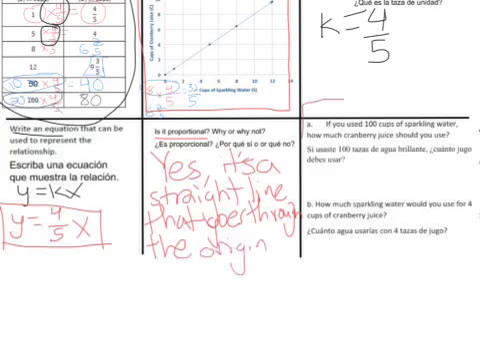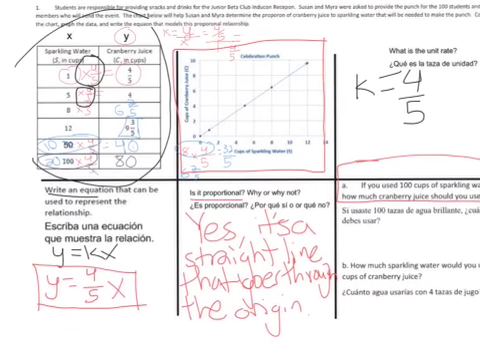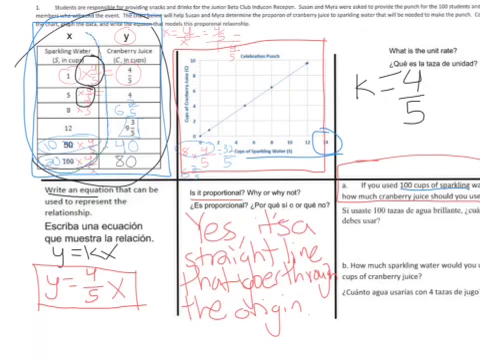And now it says, if you used 100 cups of sparkling water, how much cranberry juice should you use? So let's take a look at the table, because the graph doesn't go up that high. The graph doesn't go up to 100 cups of sparkling water. It only goes up to 14. So now let's take a look right here. So if we have 100 cups of sparkling water, how much cranberry juice would that be?